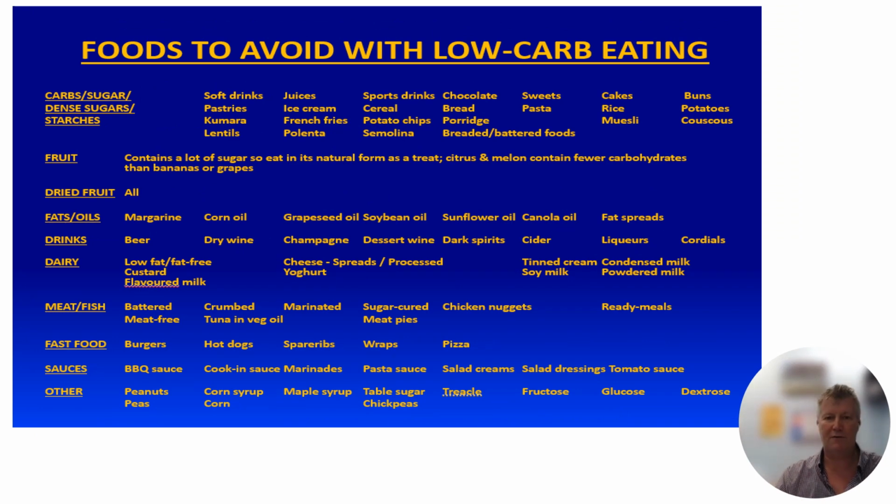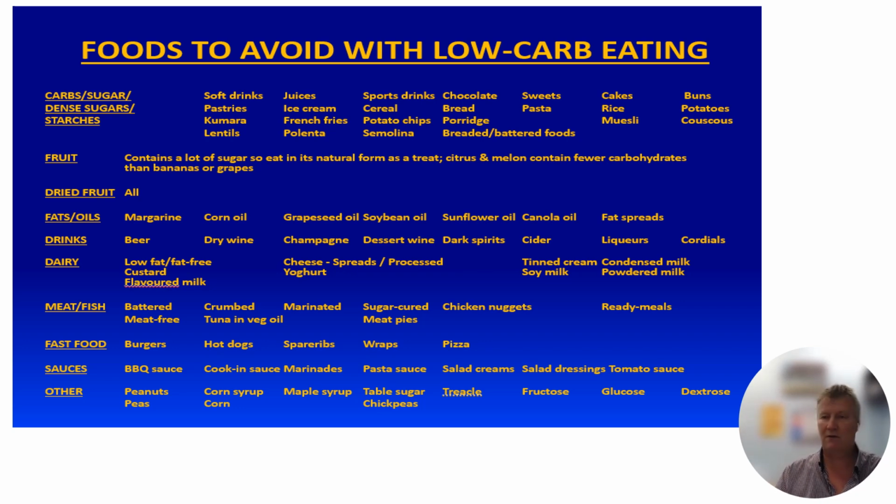So when it comes to foods to avoid, the so-called red list, or orange list here, you're looking at carbs, sugar, dense sugars, starches. All these are contained in things such as soft drinks, pastries, kumara, potato chips, sweets, the whole list of items there at the top. As mentioned, fruit is out as it contains a lot of sucrose and fructose. Dried fruit similarly, concentrated sucrose and fructose sugar.